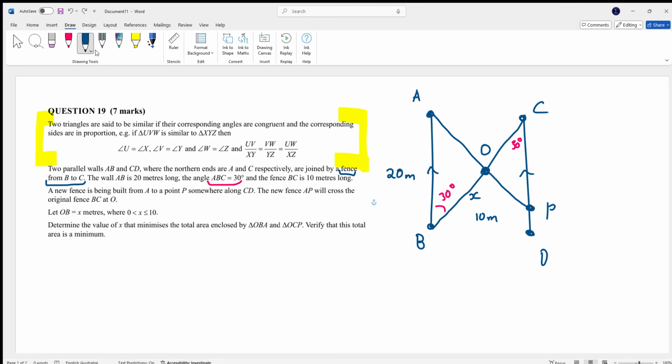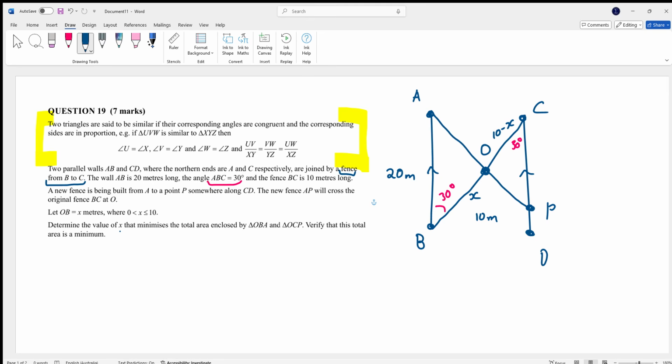We know, if I can get my highlighter, we know that this line here is 10 meters, and we know this little section here is x, which means up here, this distance here would be 10 minus x, because the whole distance is 10, therefore x plus 10 minus x has to add up to 10 there, okay? Now, this is all we have at the moment.